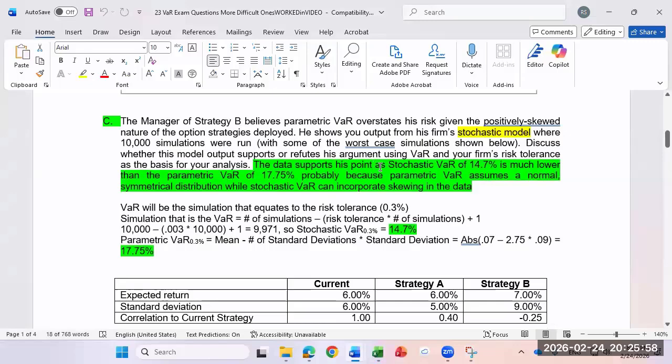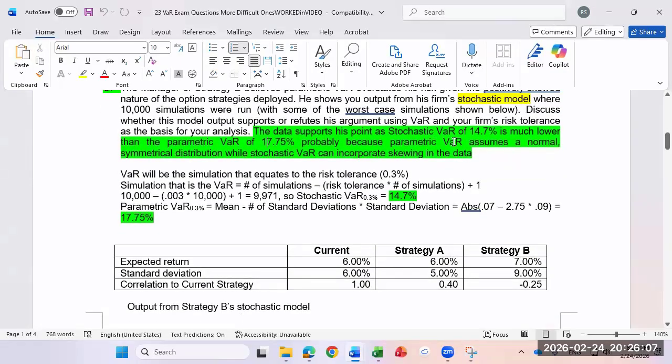The data supports his point. A stochastic VAR of 14.7% is much lower than a parametric VAR of 17.75%, probably because the parametric VAR assumes what? A symmetrical distribution. But with an option strategy, option strategies have positive skewing because you cut down that negative side. And I'll show you some option strategies that definitely fall into that category.